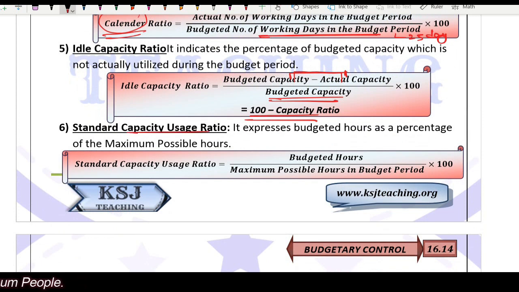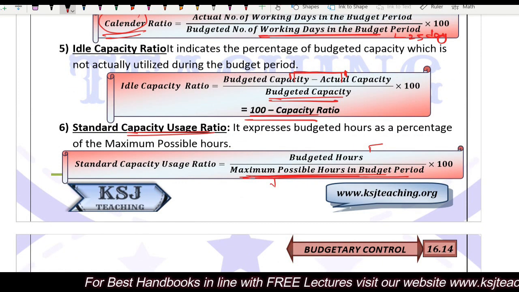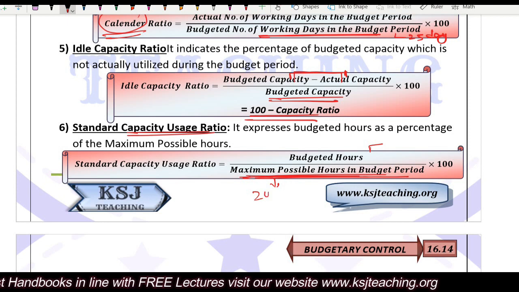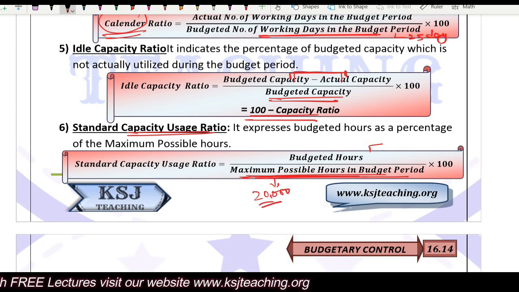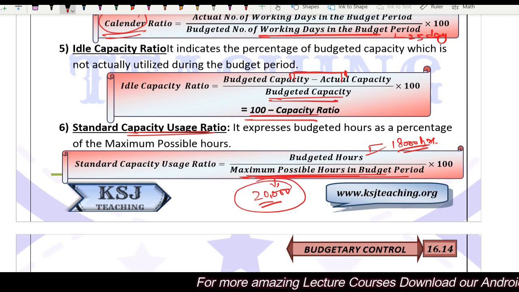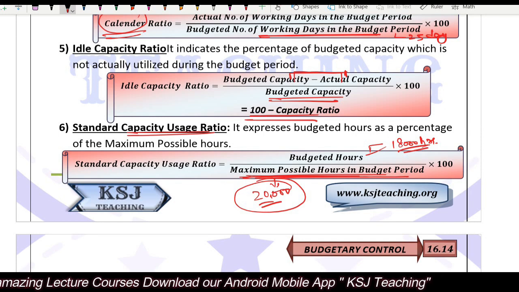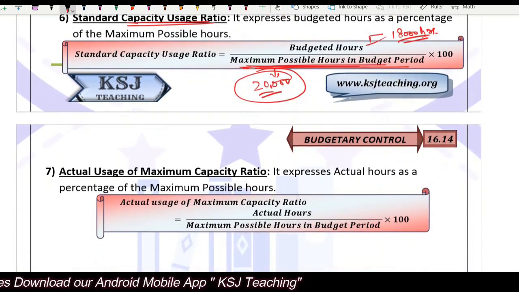Standard capacity usage ratio, that is budgeted hours divided by the maximum possible hours in the budget period. Say the maximum hours I can work for is 20,000 hours. But as per my original planning, I will be using only 18,000 hours, right? So this is the budgeted hours, 18,000, but I still have scope for more hours because the maximum possible hours that I can work for is 20,000 hours, right? This is the standard capacity usage.